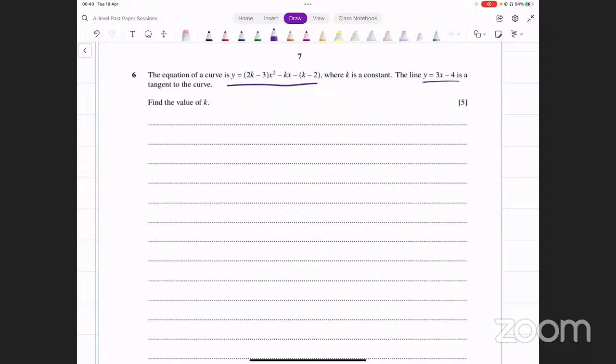एक curve है, एक line है. Line is a tangent to the curve. We have to find the value of k. Now, what can we do for this?